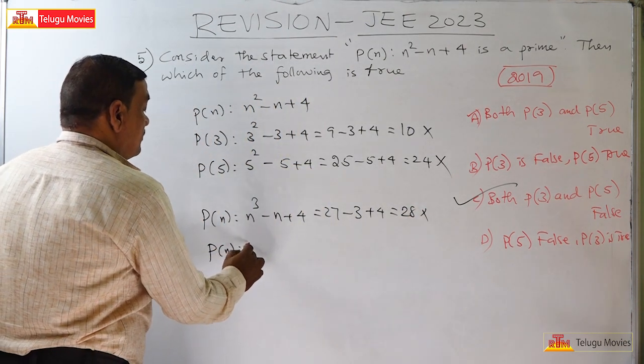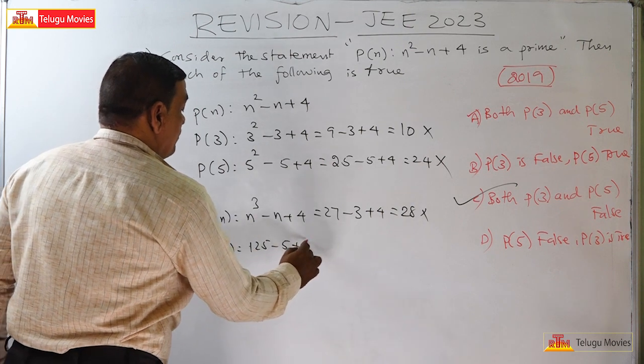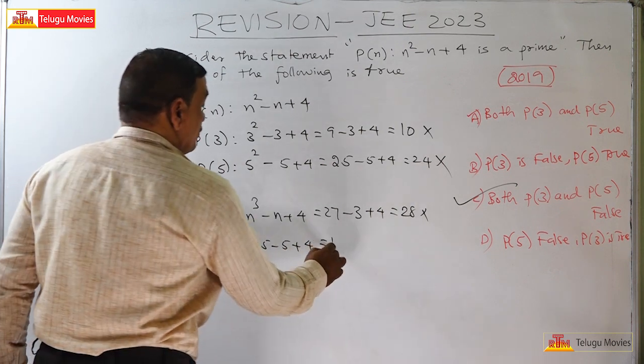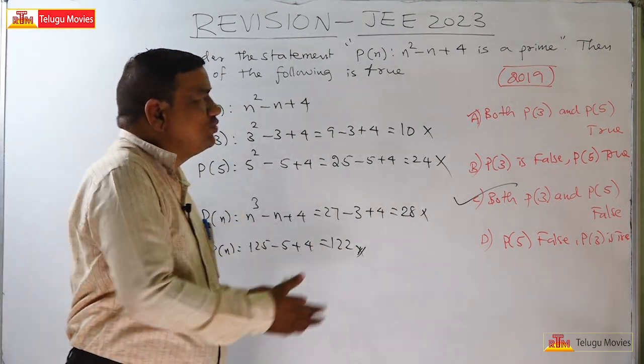If n is 5, it means 125 minus 5 plus 4. So this is 124. 124 is also not a prime number, like that. Okay, now so just you substitute and check, that's all.